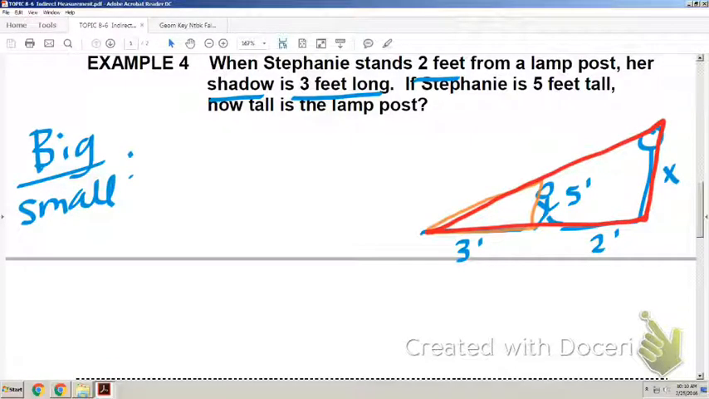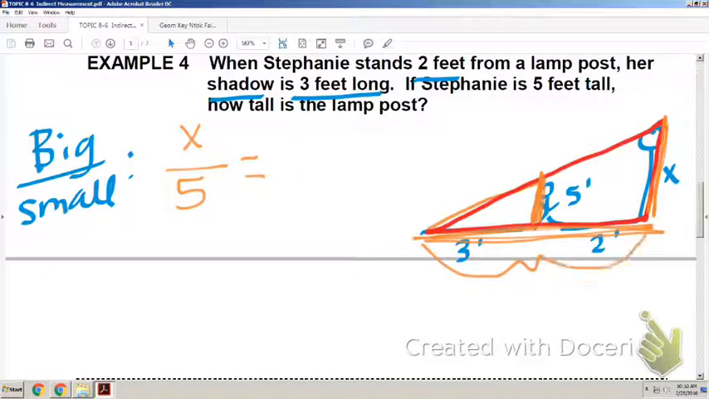So I'm going to start with the big triangle, and I'll start with X. So this is X over, and it corresponds with Stephanie's height, which is 5, equals, now the big triangle is this whole length down here. So I need the total. 3 plus 2 adds up to 5. So I need to make sure I put 5 and not just 3 or 2. So 5 over the smaller triangle, which is just 3.